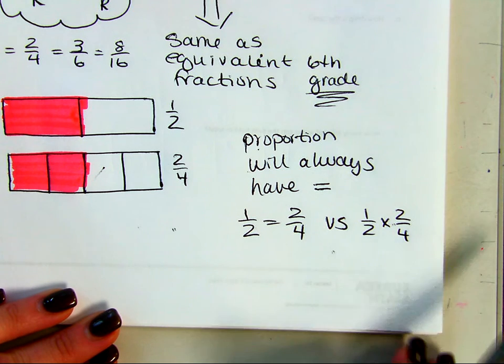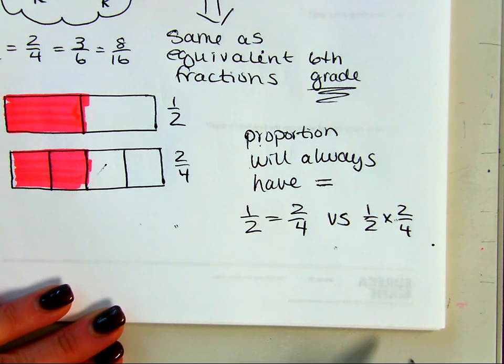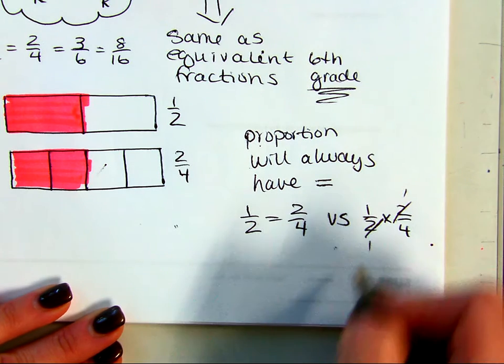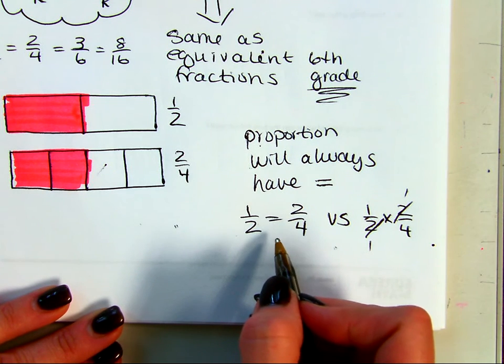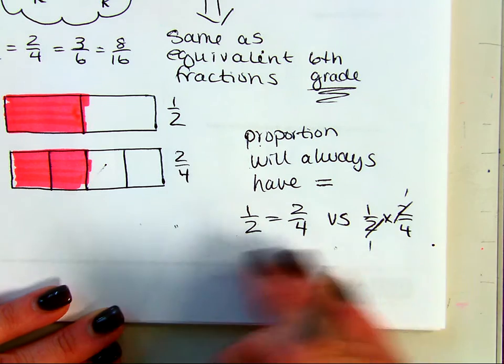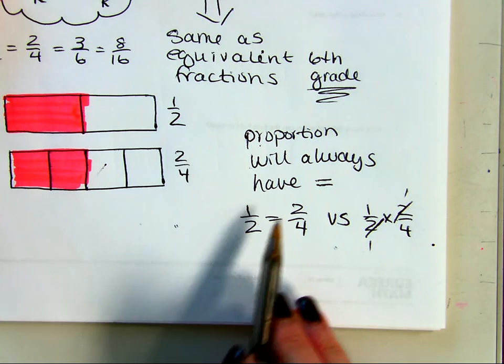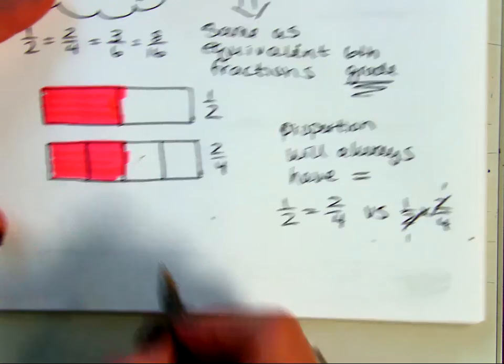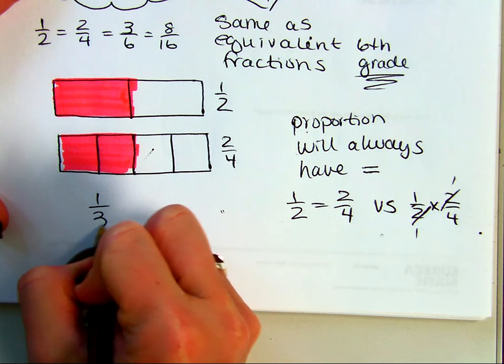Now, if I were to multiply 1/2 times 2/4, you can cross cancel those, can't you? Can you cross cancel them in an equal sign? No, don't do that. Sometimes people get that confused, okay? So we're going to talk about it has an equal sign. You can't cross cancel.